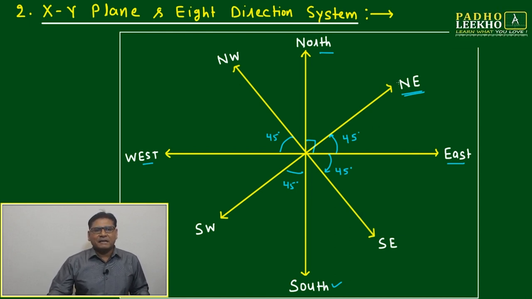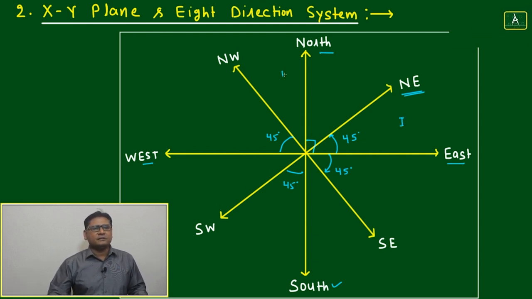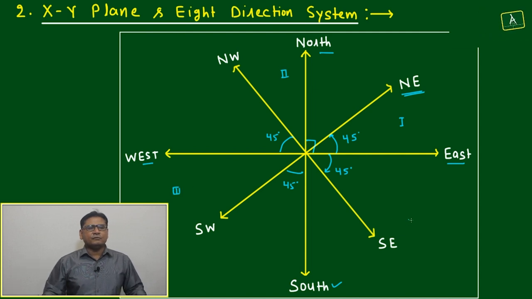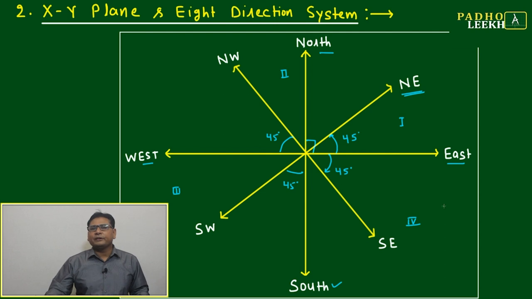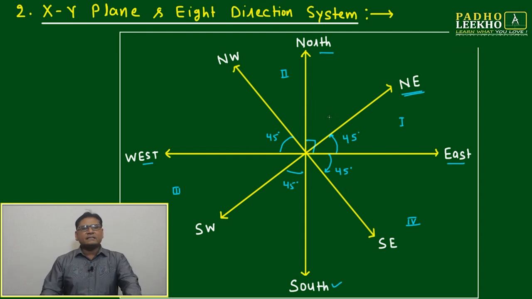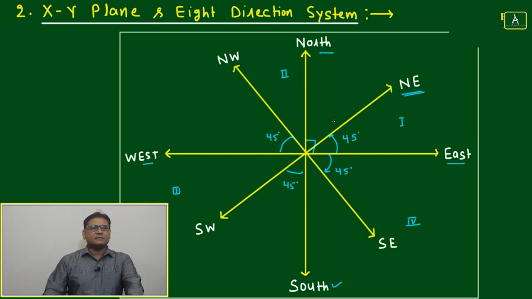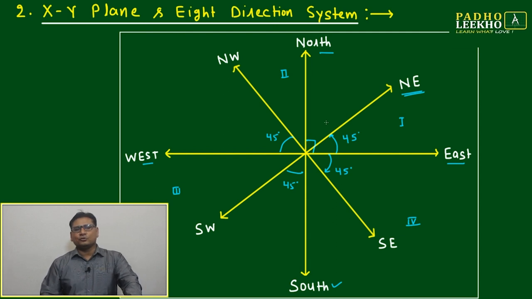If you bisect the first quadrant, the same line will go into the third quadrant. We know this is the first quadrant, this is the second, this is the third and this is the fourth quadrant. This is the XY coordinate system. Then the total 8 directions are north, east, west, south, northeast, northwest, southwest, southeast.